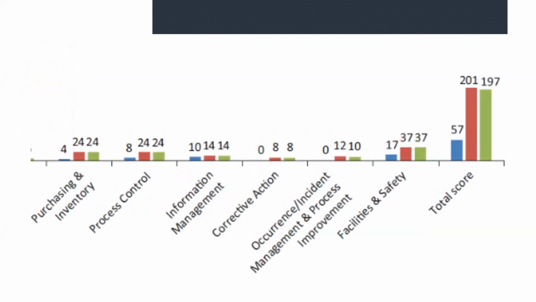Here you have purchasing and inventory, process control, information management, corrective actions, occurrence and incidents management and process improvement, facilities and safety, and then the total score that they had. You can see that the big jumps were in purchasing and inventory, and the other big jump probably was in process control. It's interesting to see how they improved in one year between the initial assessment and the audit.